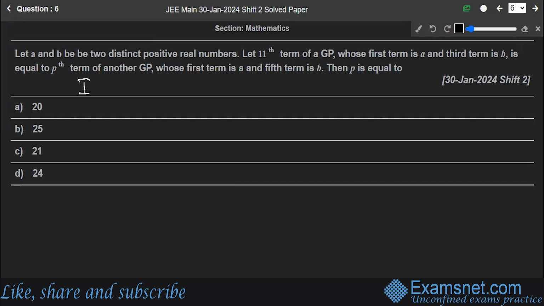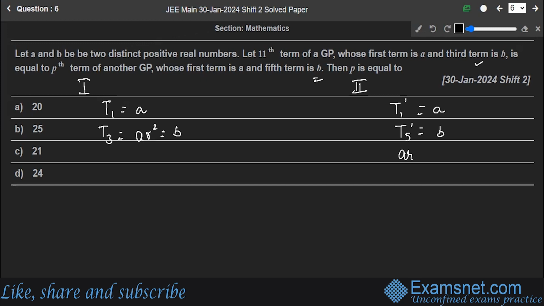We're having two GPs over here. This is the first and let's say this is the second GP. So T1 in this case is equal to A, and T1 dash, let's say this is the second GP, so I'm denoting it with another name, that's equal to A again. And here you have the third term is B. That third term is given by A R square. This is equal to B. And over here, you have the fifth term is equal to B. So T5 dash is equal to B.